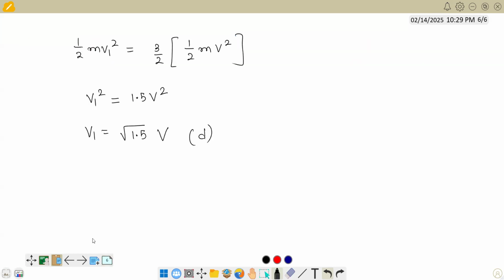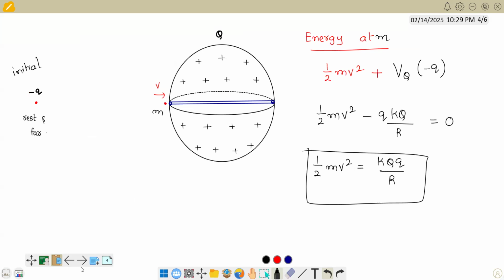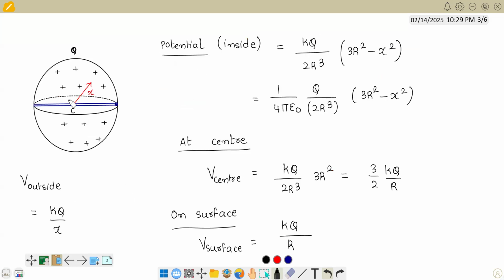What's the key concept in solving this problem? The key concept is that you should first know the formula for potential inside a solid sphere with uniform charge density. You can think of it like an insulator with uniform charge density. So the potential inside a solid sphere with uniform charge density will be kQ by 2r cube. From this we'll find the potential at the center, so that eventually we can find potential energy.